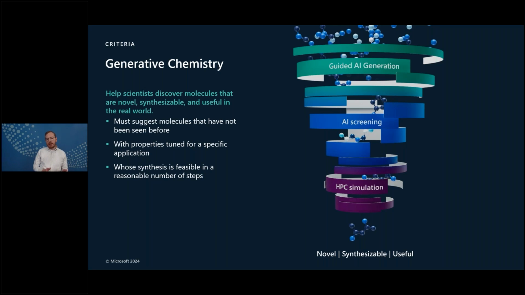And finally, these molecules that come out have to be useful. There's no point in us just generating random molecules. The molecules kind of need to be close to the properties that we care about. And then these other steps of the funnel, this AI screen, this HPC simulation, these end up being our validation that the molecules that we're generating are indeed useful for what we care about.